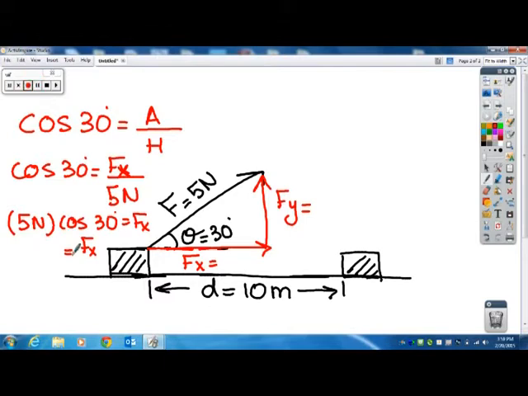As you can see, I'm using that cosine theta. That's one of the reasons why the cosine theta was showing up in the equation to calculate work on the previous slide. So cosine 30 degrees is 0.866. We multiply that by 5 newtons, and it comes out to be 4.33 newtons. That's the Fx. That's the horizontal component of force.